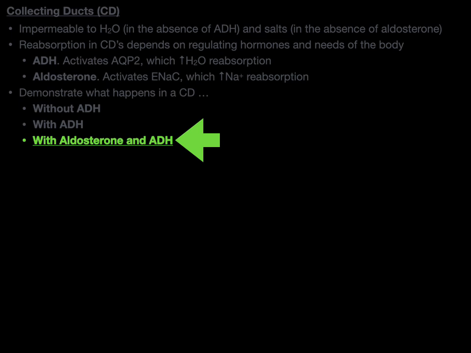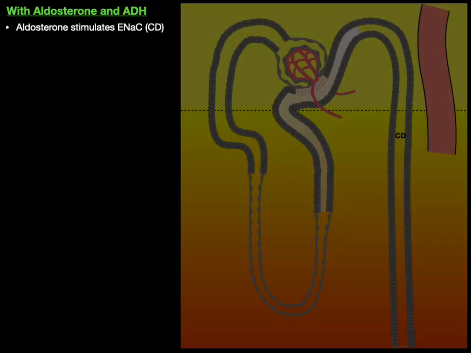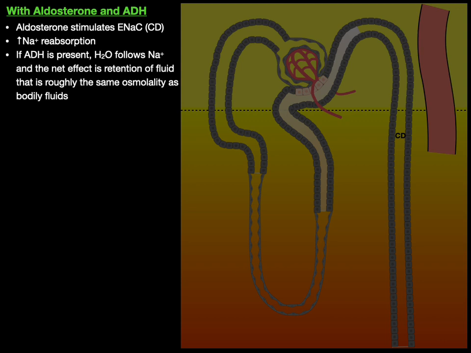Now, what about aldosterone and ADH? So aldosterone stimulates ENaC in the collecting ducts, and that increases sodium reabsorption. Now, ADH is usually present, because aldosterone is released from the adrenal cortex when angiotensin II targets the adrenal cortex, but angiotensin II also targets the hypothalamus and pituitary to release ADH. So if ADH is present, water follows sodium, and the net effect is retention of fluid that's roughly the same osmolality as the body fluids.